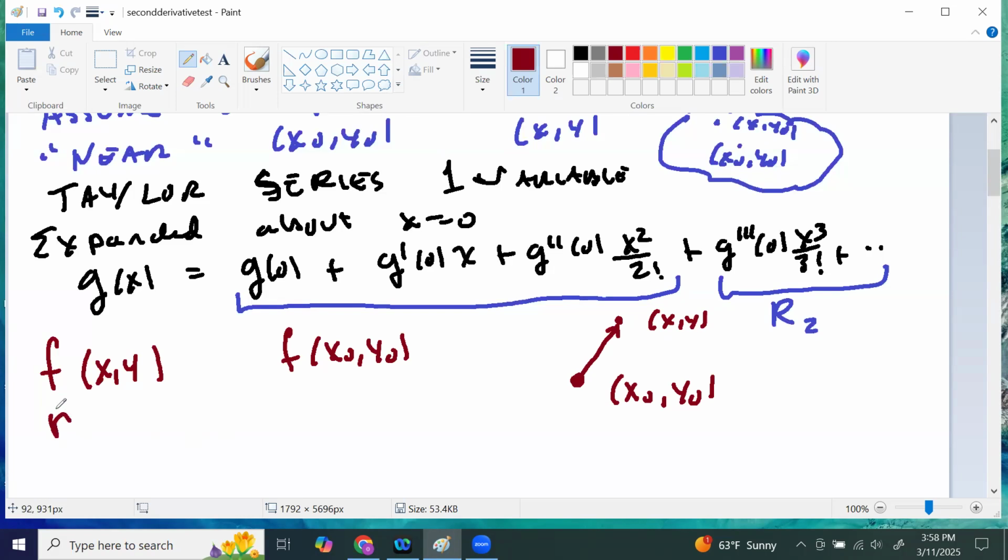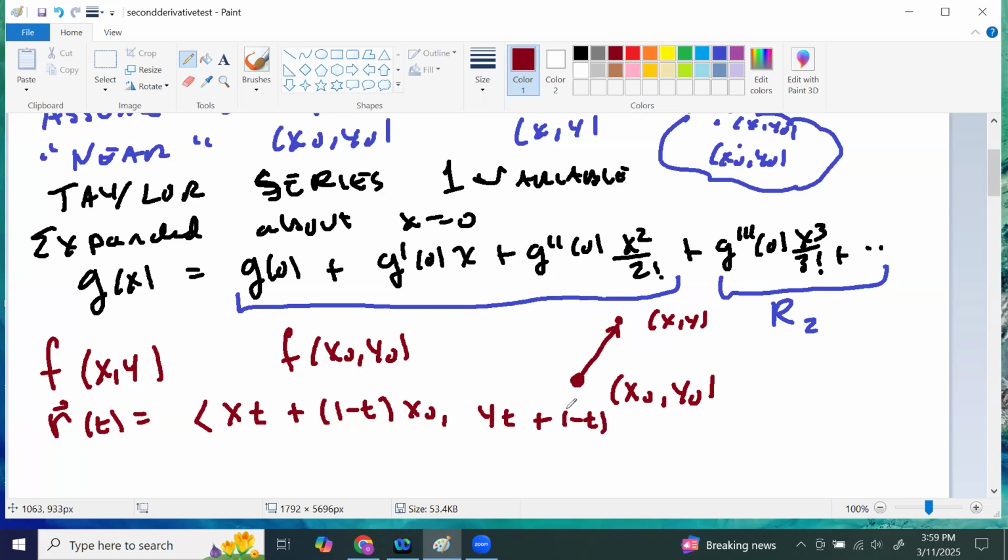I want to parameterize it using a curve r of t, where the x value will be x t plus 1 minus t times x naught, and then y t plus 1 minus t times y naught. So that is the line segment that for t equals 0, we're here, and for t equals 1, we're here. And we're always along this line segment.